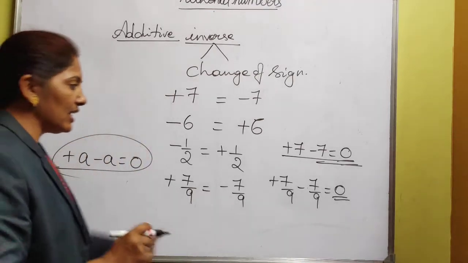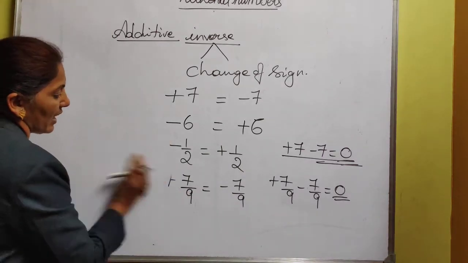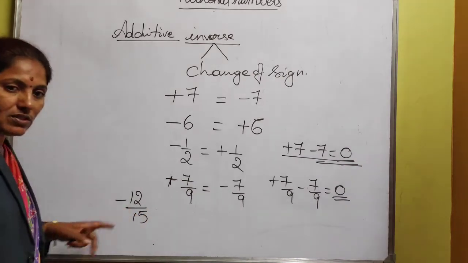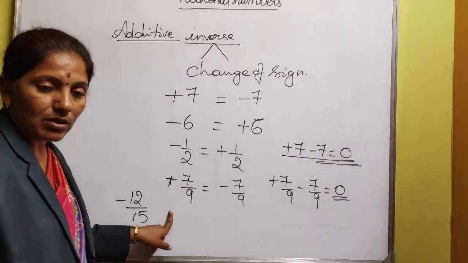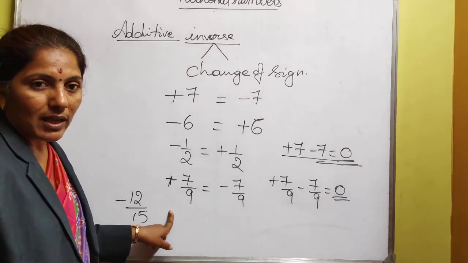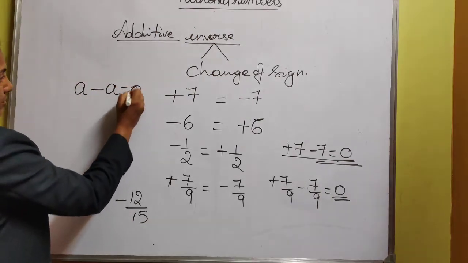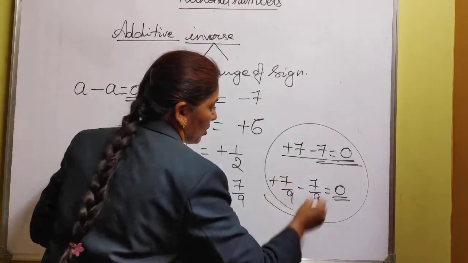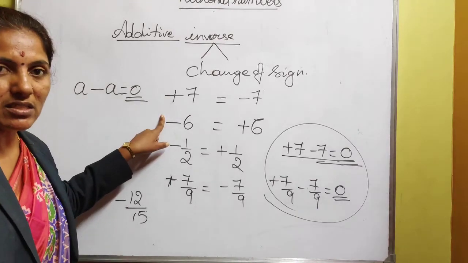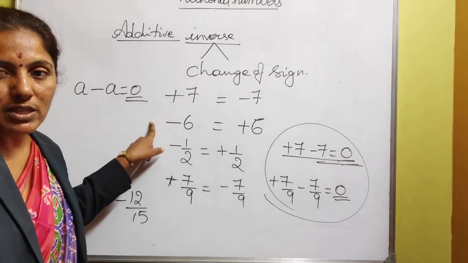Whenever we consider any rational number or an integer, if I ask you to find the additive inverse of minus 12 by 15, what is it? It is nothing but plus 12 by 15. So it is nothing but a minus a is equal to 0. When we talk about the additive inverse, it is nothing but changing positive signs into negative signs or negative signs into positive signs.